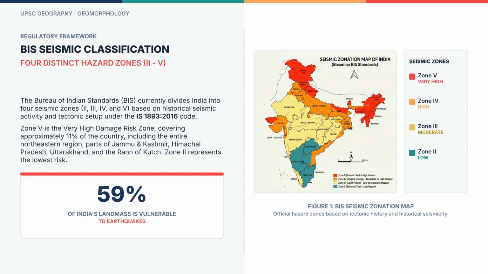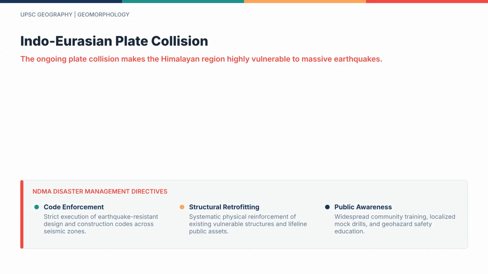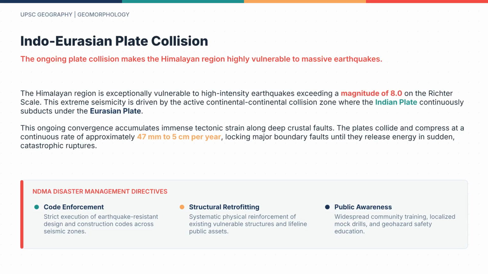India is divided into 4 seismic zones based on BIS standards. With 59% of India's landmass vulnerable to seismic activity, understanding these zones is critical for safety and disaster management. The ongoing collision of the Indian and Eurasian plates makes the Himalayas highly prone to major earthquakes.